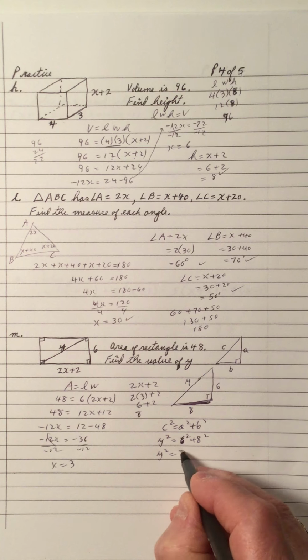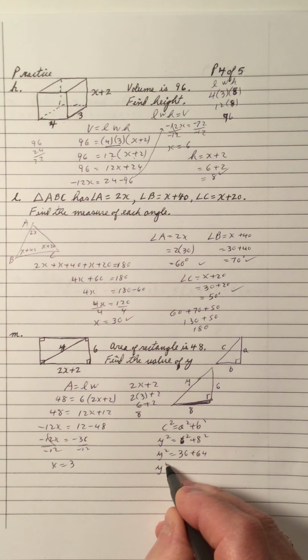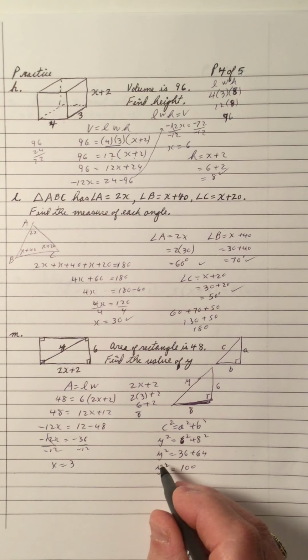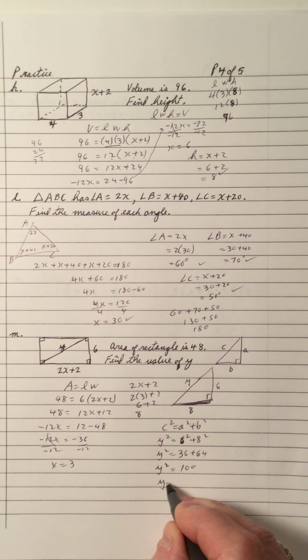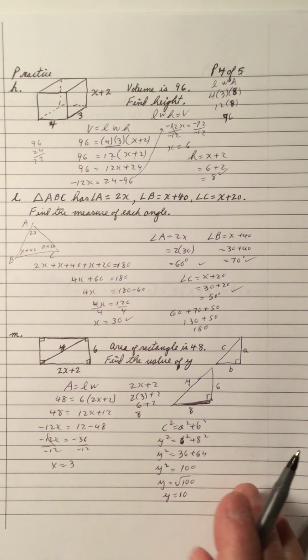Y squared is equal to 36. 8 squared is 64. And 36 and 64 is 100. And y squared is 100. That means y is the square root of 100. That means y is equal to 10. So that's the value of y.